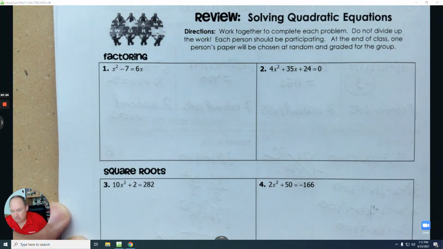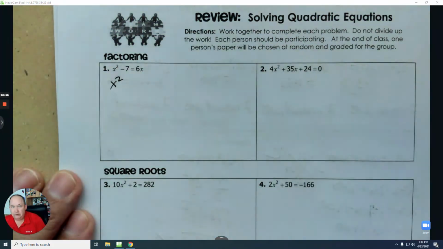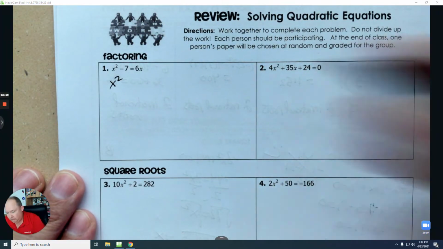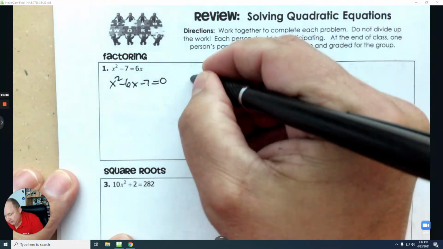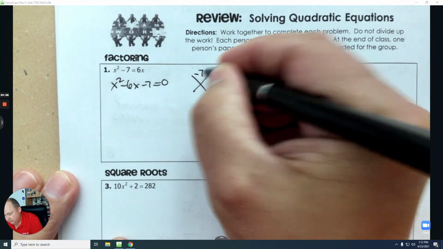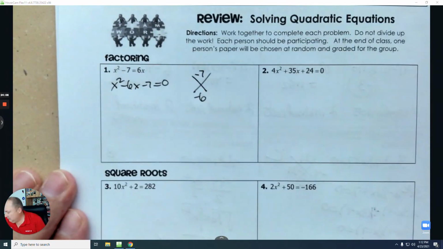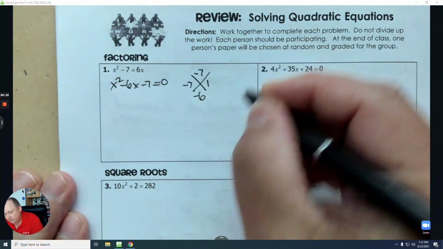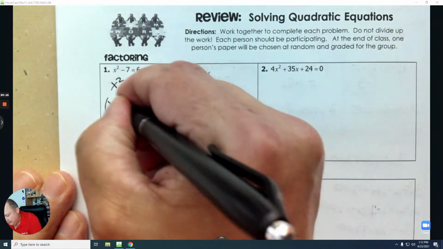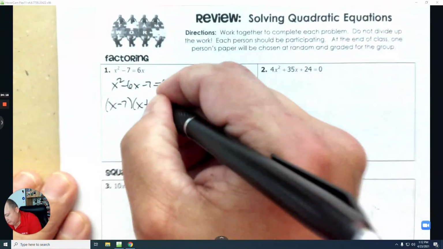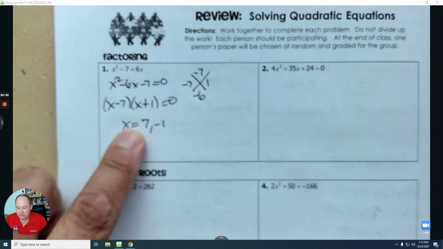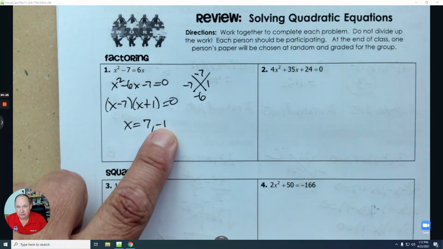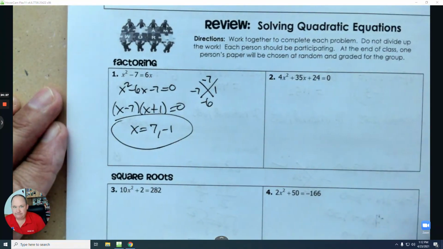Here we go. So the first thing is it must be equal to 0. Subtract 6x, so now it's equal to 0. Is this factorable? Well, it says factoring, so I hope it's factorable. So what two numbers multiply to negative 7, add to negative 6? So find the two numbers that fit. So one factor is x minus 7, the other factor is x plus 1. Each factor is a solution. So the first factor, the 0 is 7. The second one, the 0 is negative 1, and you have your two answers.